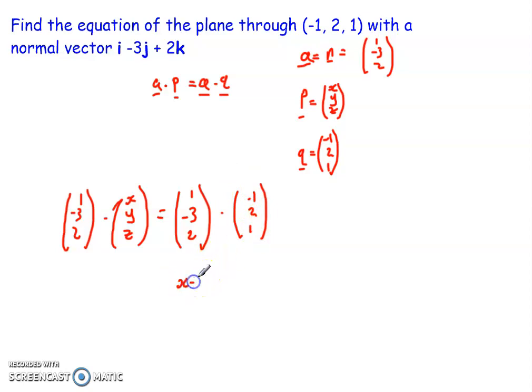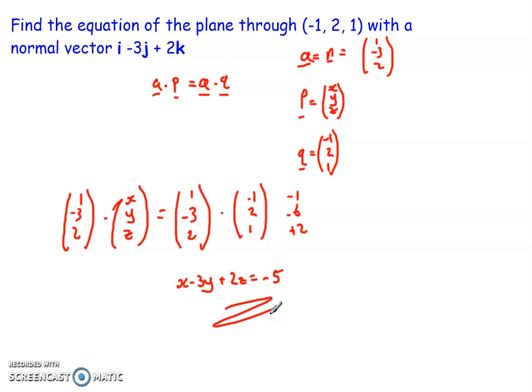So we get x minus 3y plus 2z equals, well, I get negative 1 from that first bit. I've then got minus 6 and then plus 2. So negative 1 minus 6 is minus 7 plus 2 is negative 5. So there you go. That's the equation of that plane through that point with that normal vector.